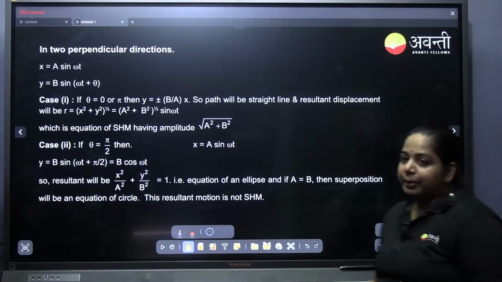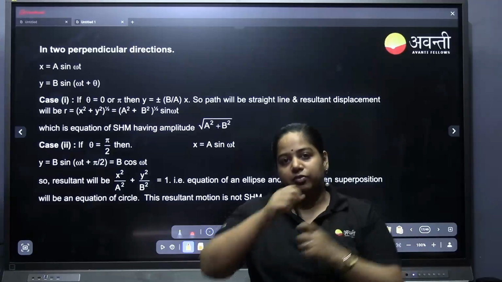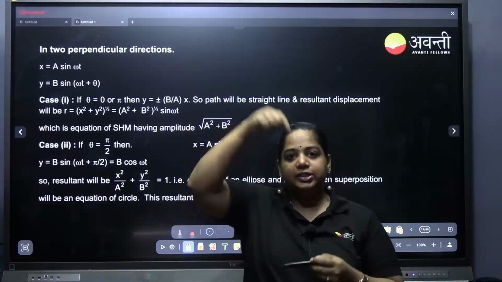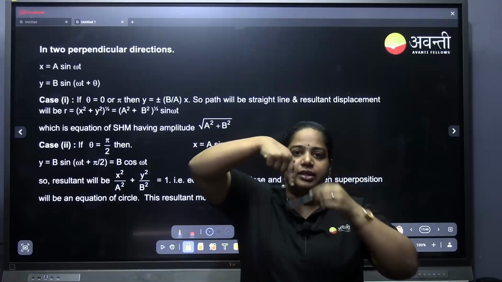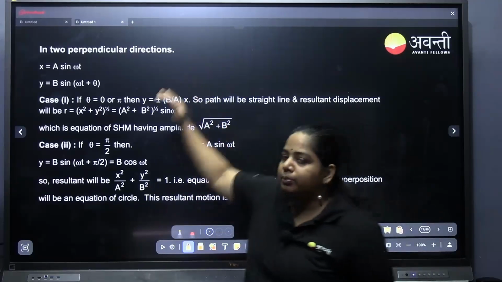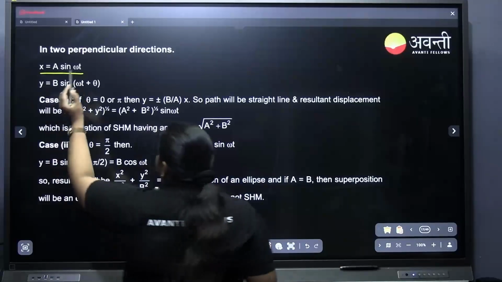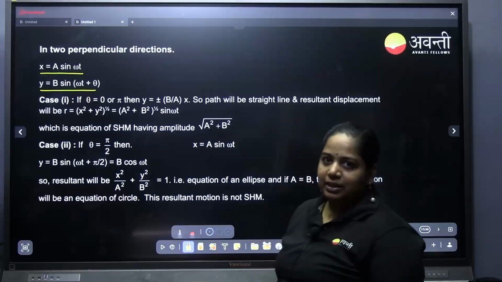Next is in perpendicular direction. Now both were in the same direction, like x or y. Next is in perpendicular direction. One spring is connected like this, another spring is connected like this, there is a mass here and now it is oscillating, so what will be the final result? So x equal to a sin omega t, y equal to b sin(omega t plus theta), like that we will take.